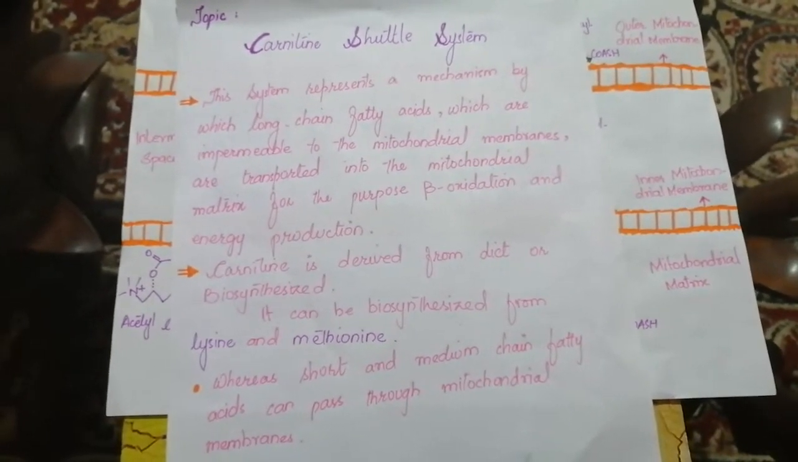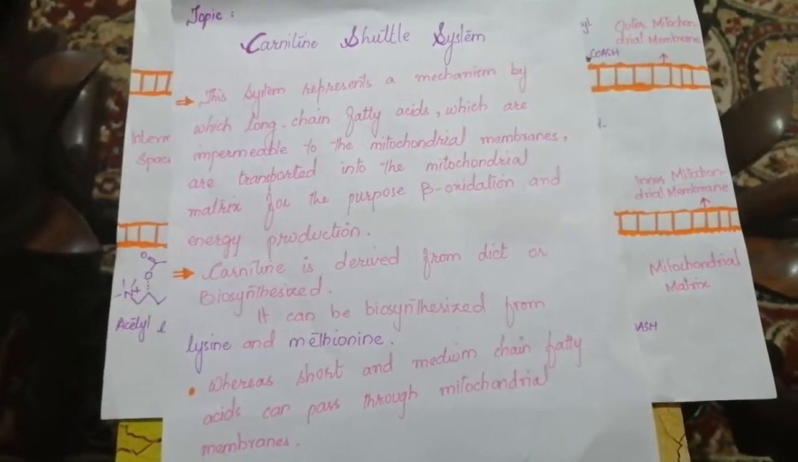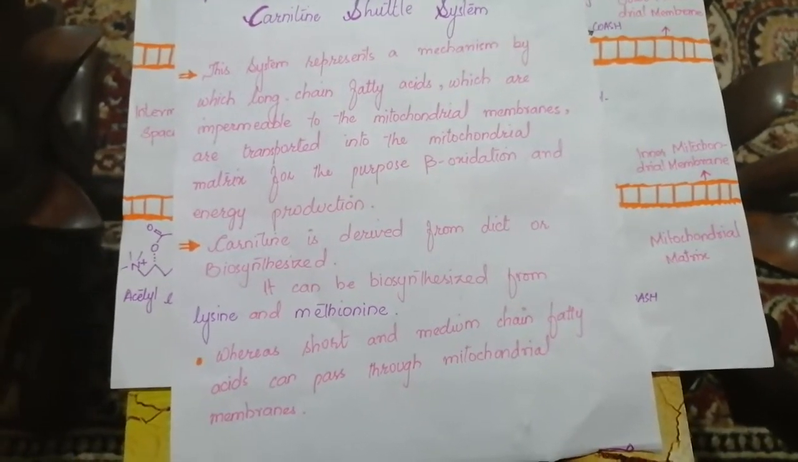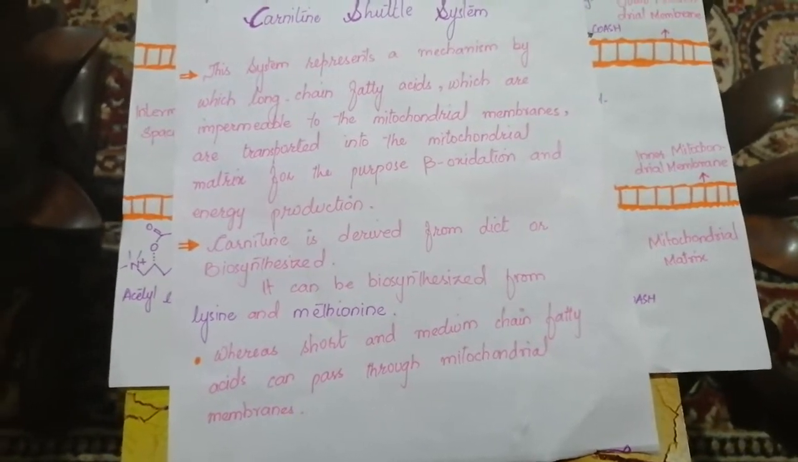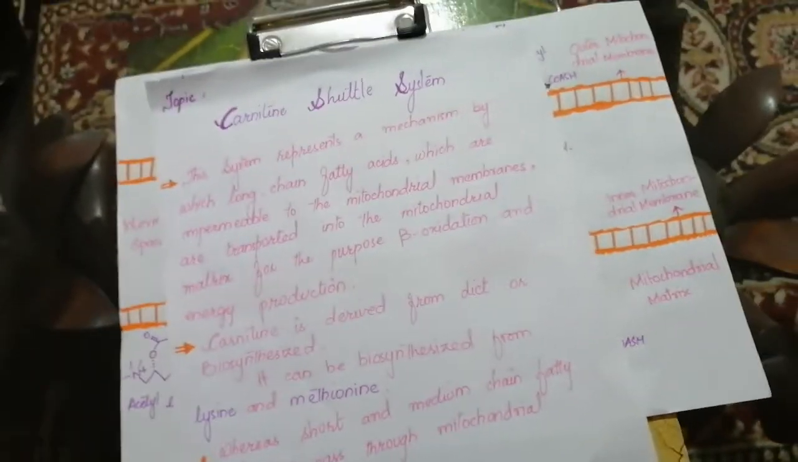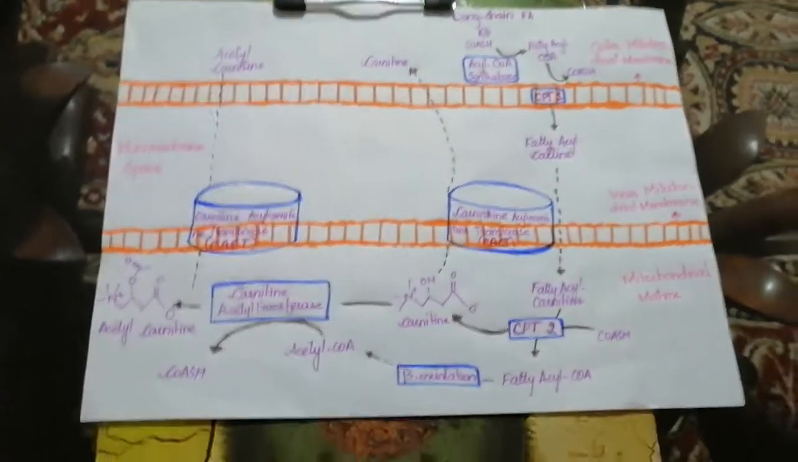Carnitine is derived from diet or biosynthesized in our body. It can be biosynthesized in the mitochondrial matrix, from lysine and methionine, whereas short and medium chain fatty acids can pass through mitochondrial membranes. This is a little introduction to the carnitine shuttle system.